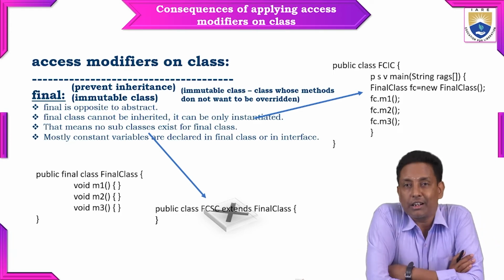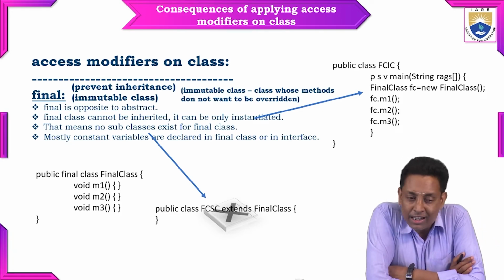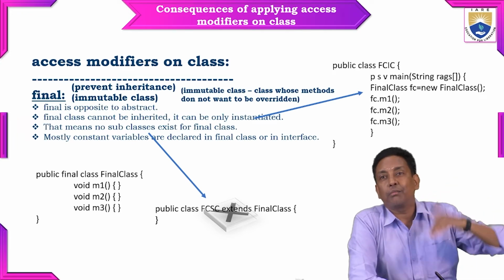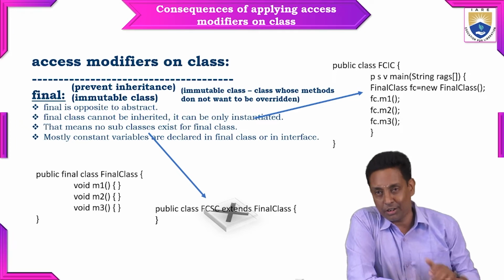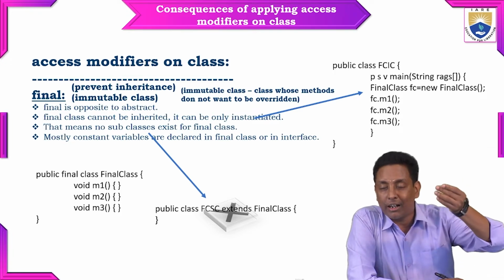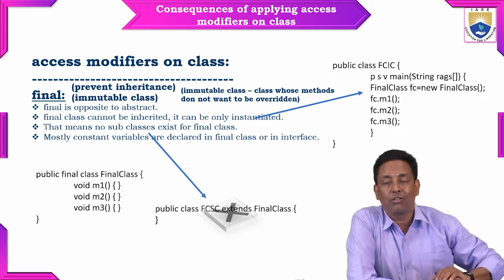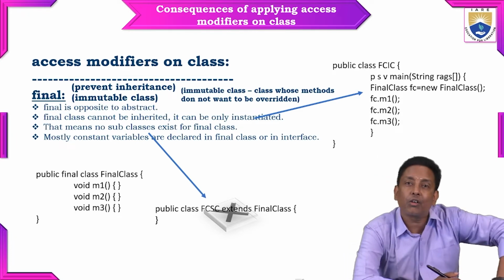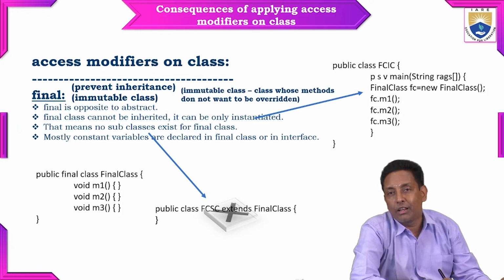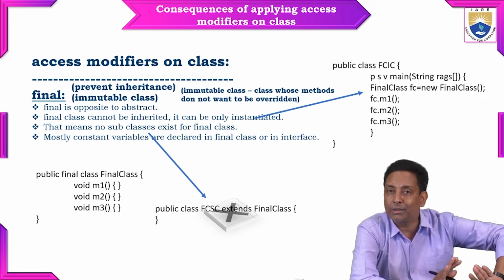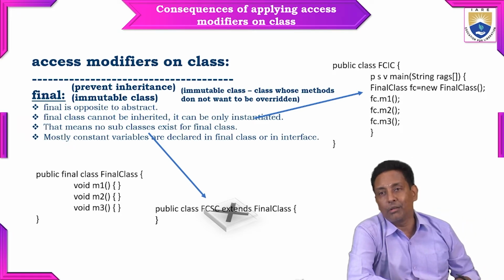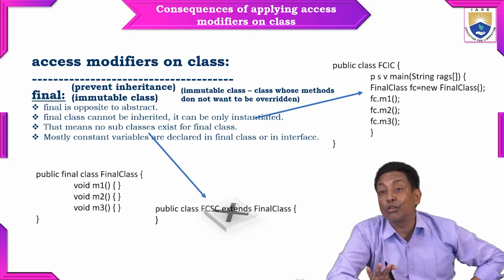No child hierarchy exists. When the class cannot be inherited into subclasses, its methods cannot be overridden in the subclasses. There is no subclass concept, so there is no concept of inheritance. Final classes can also be called immutable classes. Immutable means no change. The methods once implemented in the final class become final methods. They cannot be changed. That is what immutable class means.